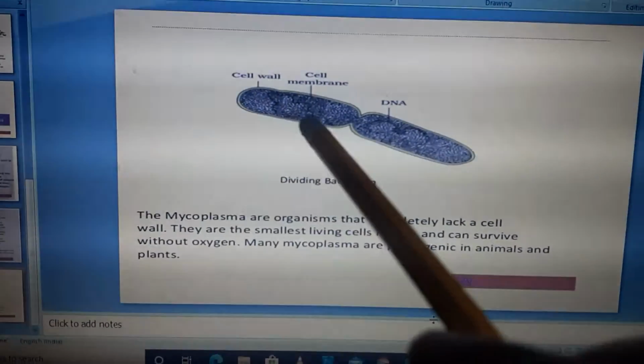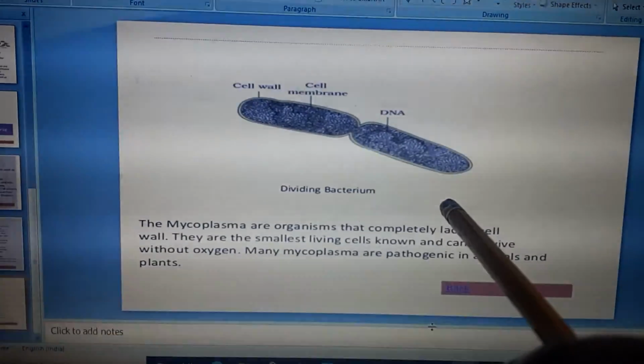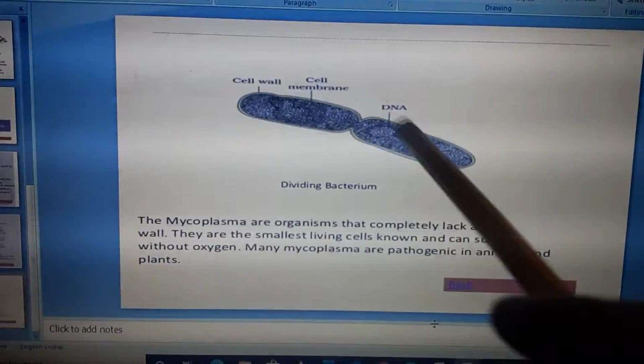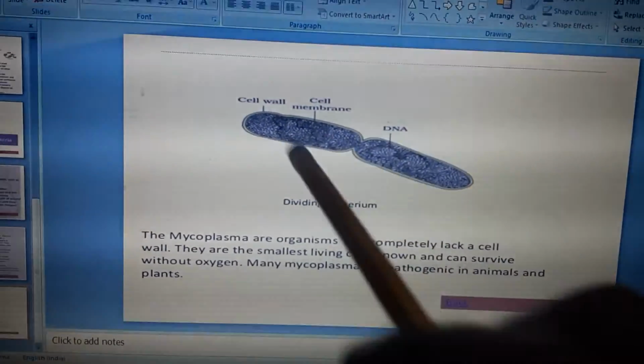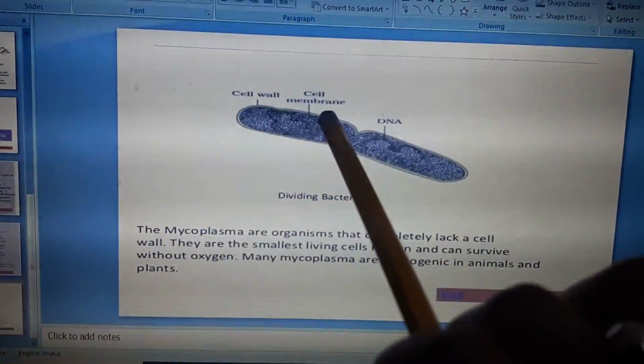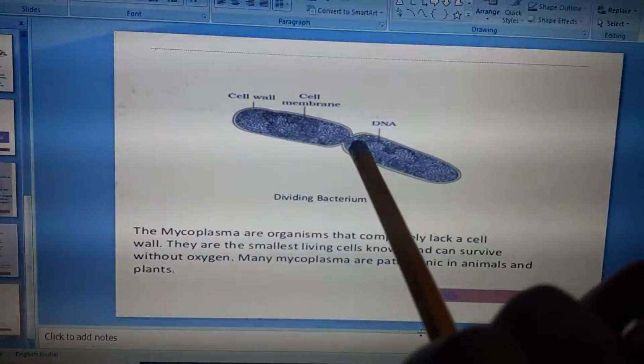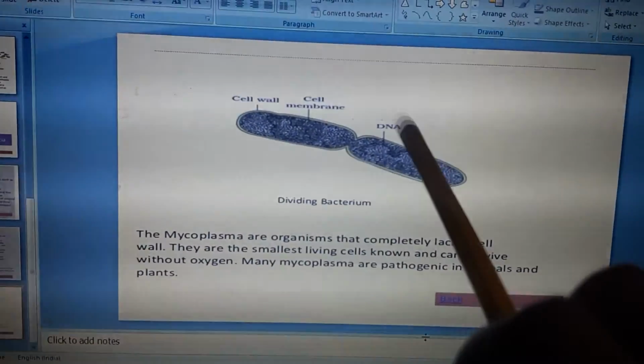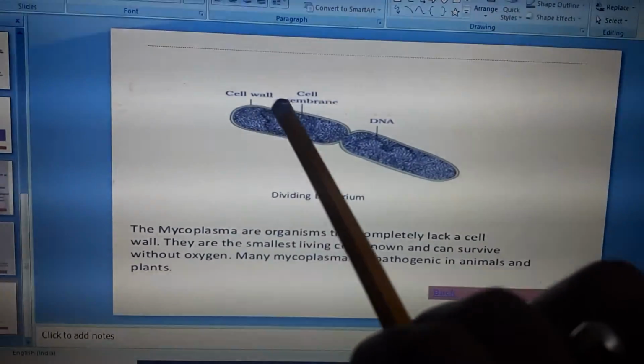You can see here, this is a dividing bacterium. This is dividing by a sexual mode of method. The outer layer is the cell wall, the inner is the cell membrane, and DNA is synthesized in the other cell, and the first cell also has DNA.